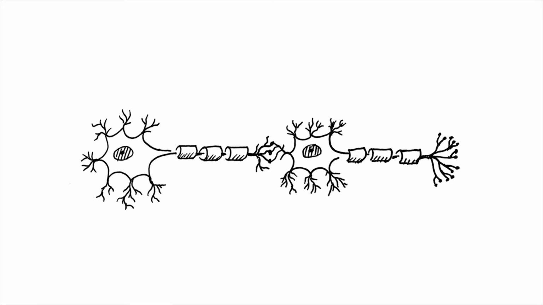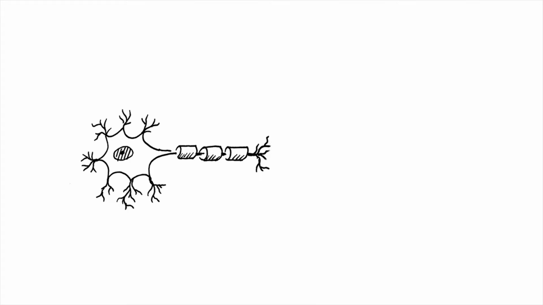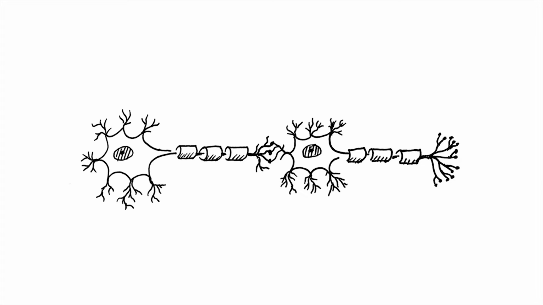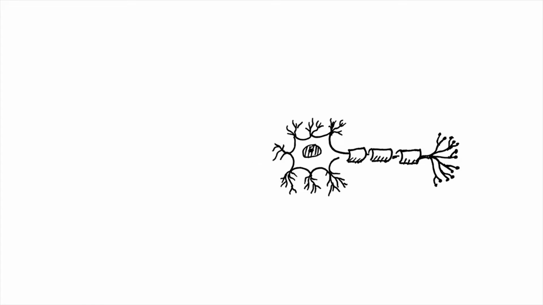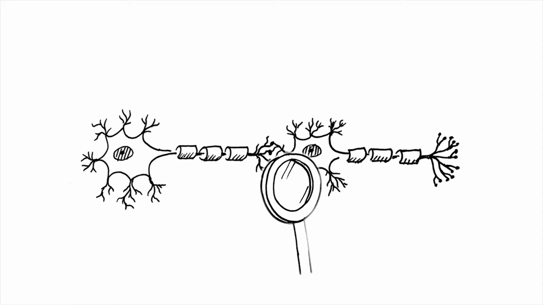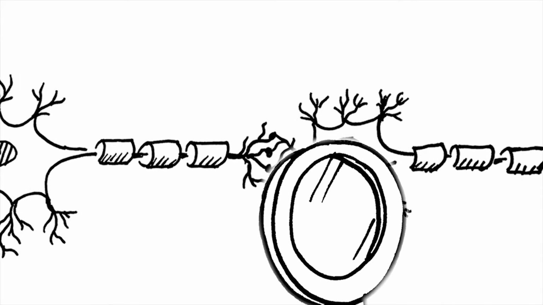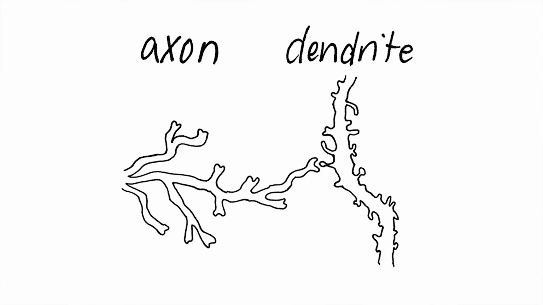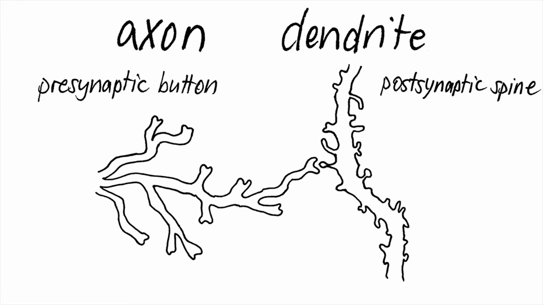But a single neuron is unfunctional on its own. It has to communicate with other neurons to get the job done. The communication between two neurons occurs where the axon of one neuron is in close proximity to another neuron's dendrites. Here the axon and the dendrites may form protrusions, creating a gap that is small enough to exchange information. The protrusion of the axon is called presynaptic button. The protrusion of the dendrites is called postsynaptic spine. And the gap between the two is called the synapse.